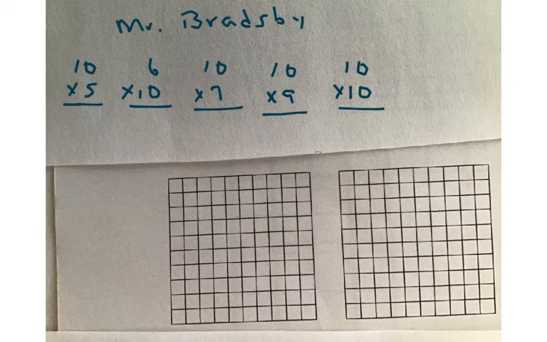Okay, so hopefully you got a chance to do those problems. Let's look at them. 5 tens. Well, here I've got some, this is 10. 1, 2, 3, 4, 5, 6, 7, 8, 9, 10. And so 5 tens, 1, 2, 3, 4, 5 tens here. This is a 5 by 10. So 10, 20, 30, 40, 50.